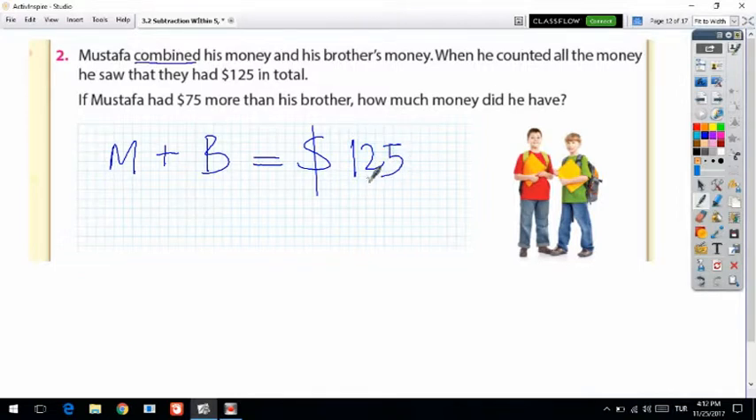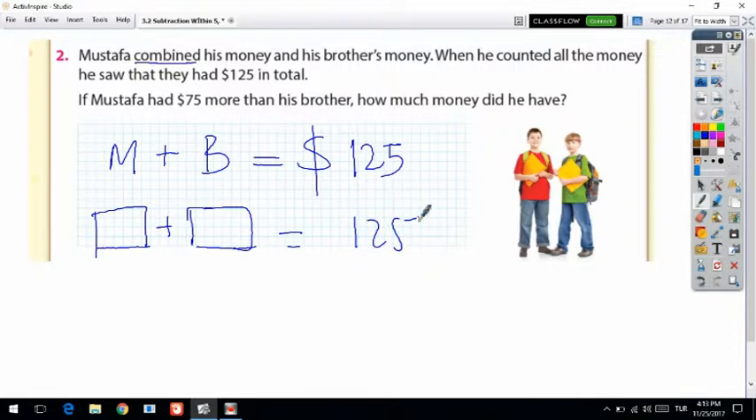$125. Now let's read it. If Mustafa had $75 more than his brother, I mean Mustafa doesn't have $75. Mustafa has $75 more than his brother. So how much money did he have? First of all, look here, how much money does Mustafa have? First, what number do you put here, then you get is equal to 100.